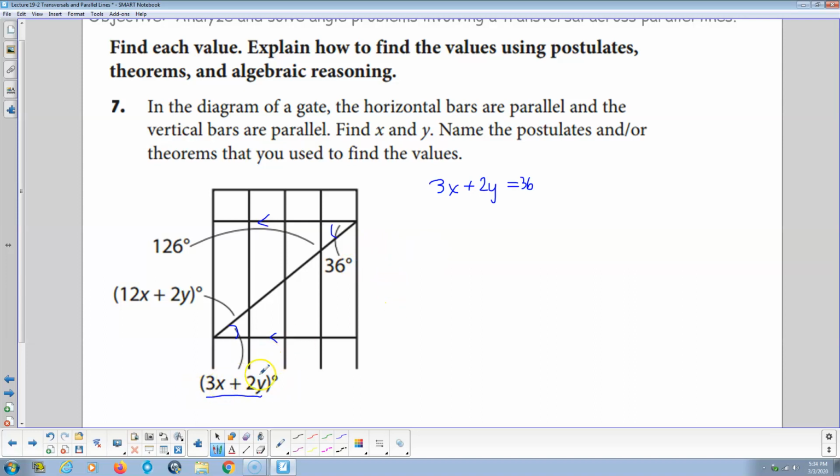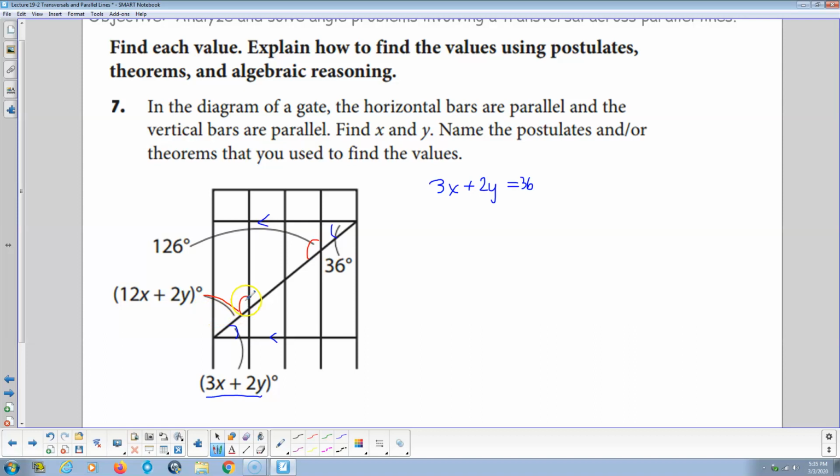Now I got two different variables here, so I can't really solve. I need another equation. So we're going to change colors here and switch gears. So we know this angle here is 126, and that this angle here is 12x plus 2y. You know, it's hard to tell. It would have been nice if they drew this closer to that.